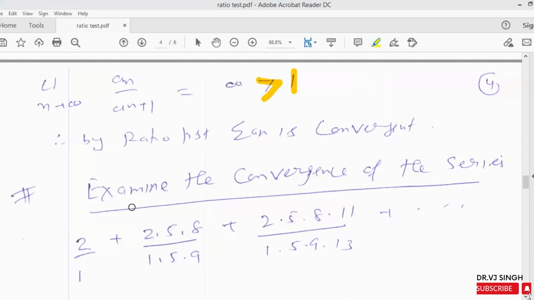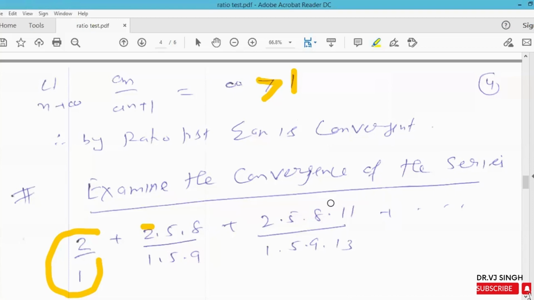So this type of repeated terms, in this case 2 by 1 is repeated in this. 2 by 1 repeated is there. Now the second term is 2, 5, 8, 1, 5, 9. Okay? Now in the third term, it remains the same. 258, 159 is the same, and only one term is added. Now anyone, what is the next term? Try to write the next term.